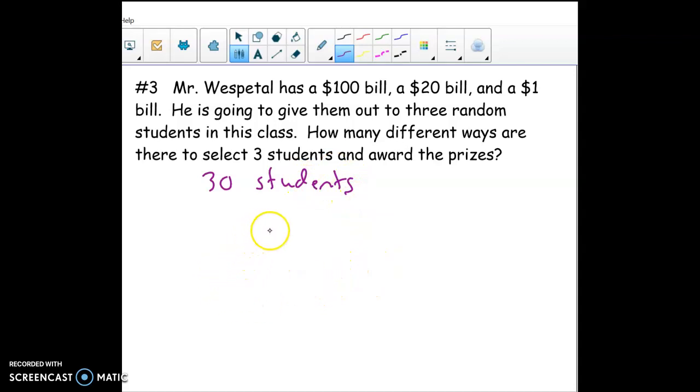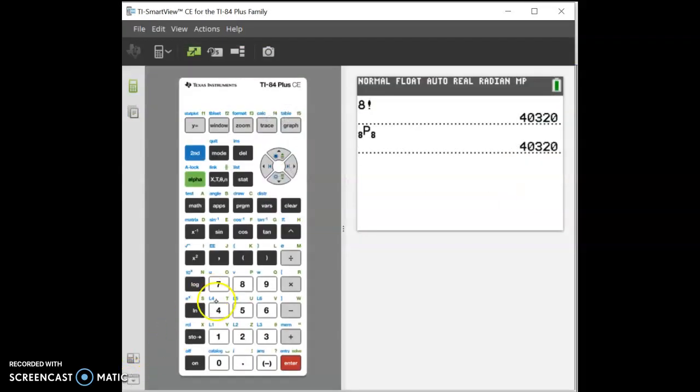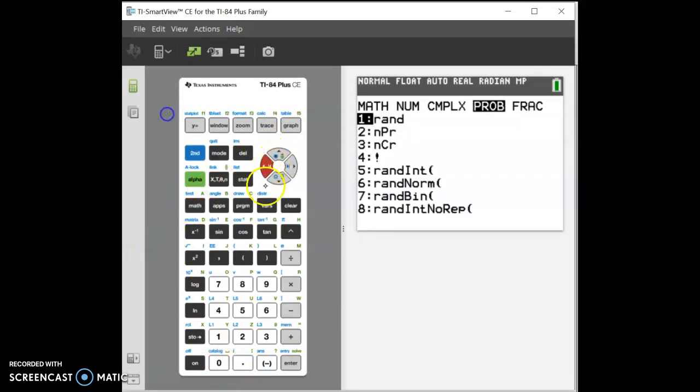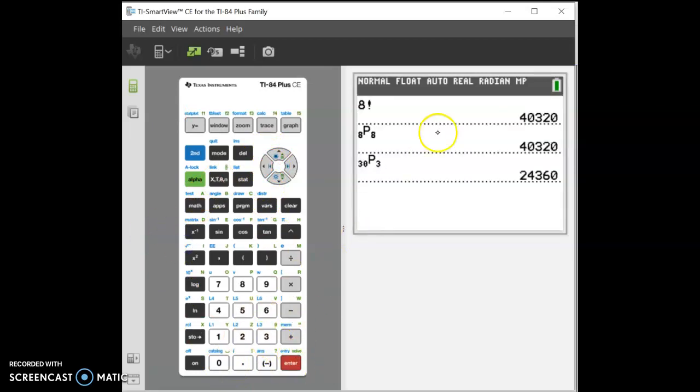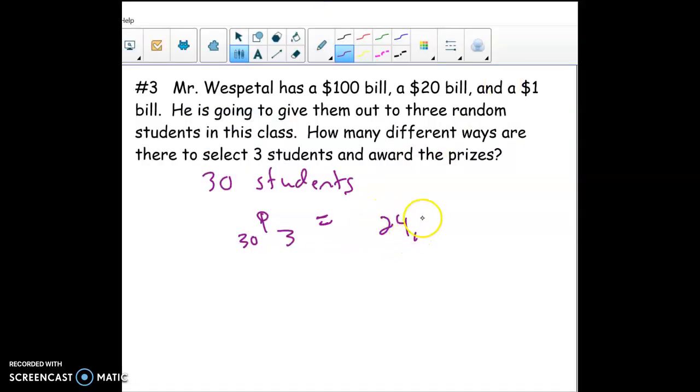All right, so this one should be permutations again because the order matters. So you're picking 3 out of 30, but you want to be first to get the $100 bill, obviously, right? So it'd be permutations of 30 and 3, and again, just do it on the calculator. I'm going to stop doing these on the calculator eventually, because hopefully you can figure that part out. 24,360.